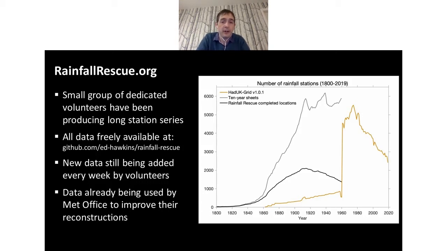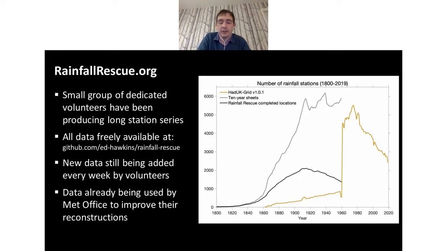And a small group of very dedicated volunteers have been helping out over the last few months with that task. We now have about 2,000 stations available. For example, at the peak period in the 1900s, there's about 5,000 locations overall that have different segments of the data that are now available. And so we've increased the number of stations available enormously. And we're still adding data every week.